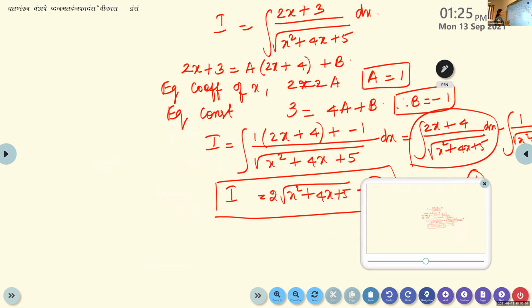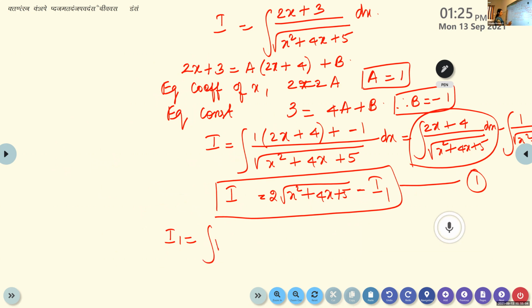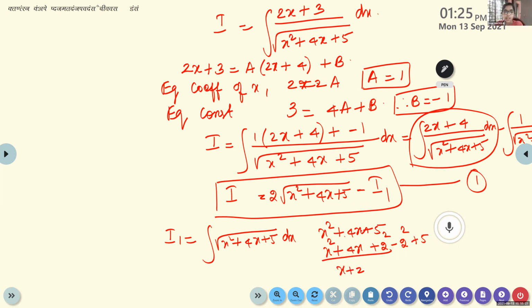So what is I1? I1 is equal to integral of root of x square plus 4x plus 5 into dx. If you take this function x square plus 4x plus 5, the coefficient of x square is already 1, so we can make it easily, isn't it? Half the coefficient of x the whole square, plus 2 square minus 2 square plus 5. This I1 is equal to integral of 1 by root of x square plus 4x plus 5, right?